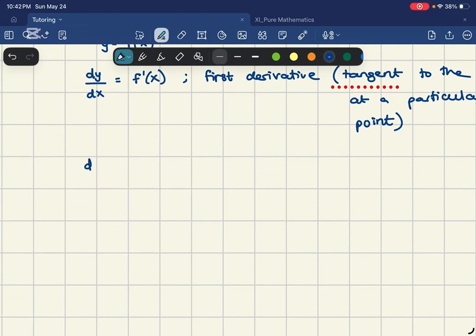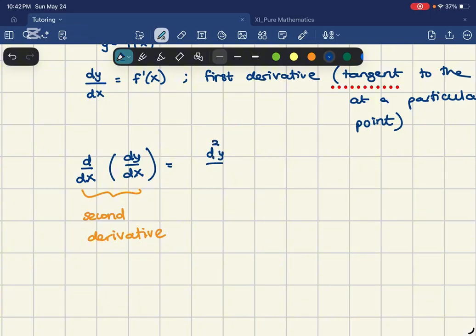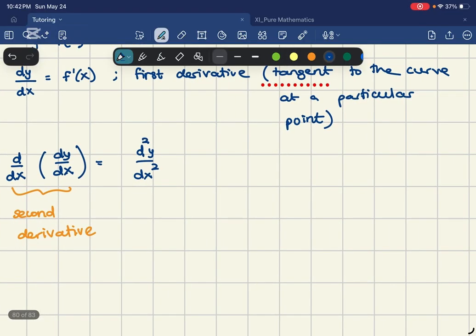But now let's consider, what if we differentiate this again, right? d by dx of dy by dx. And that is what we call the second derivative. Basically you're taking your first derivative and you're differentiating it again. So the notation for this is d squared y over dx squared. That is how you write your second derivative. That is the notation that we are going to follow.